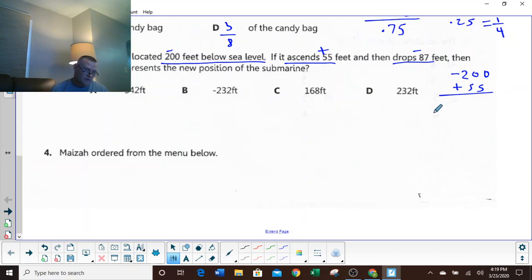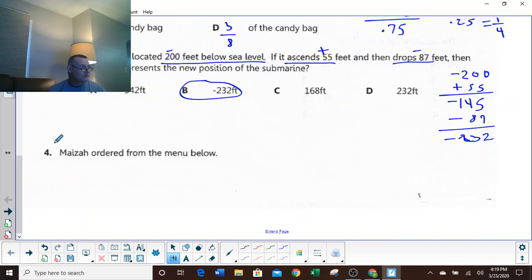And when I take those two and add them, what do I get? Negative 145. And then, as he's at negative 145, he drops another 87 feet. And that ends up putting him at negative 232 feet. My numbers are terrible. We'll work on this software stuff and get it better for the next video. Okay. There we go. That one's done.